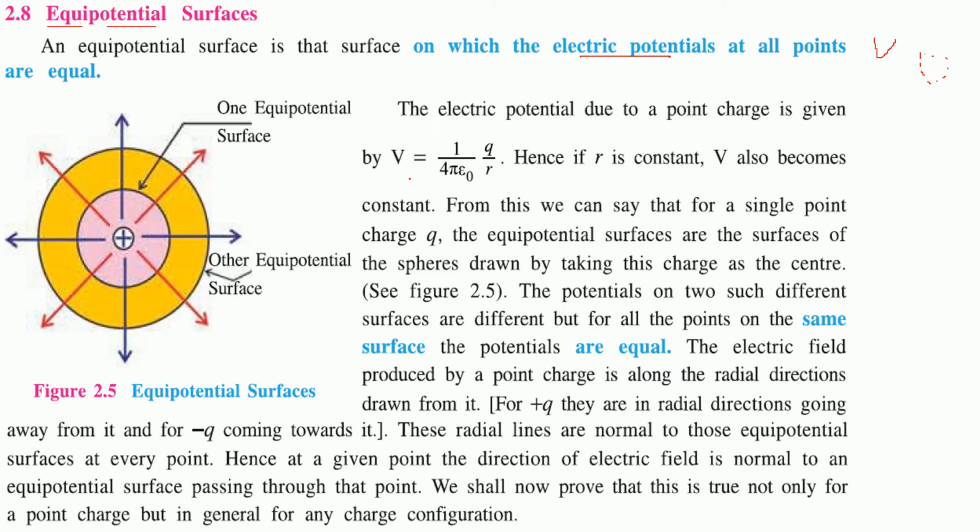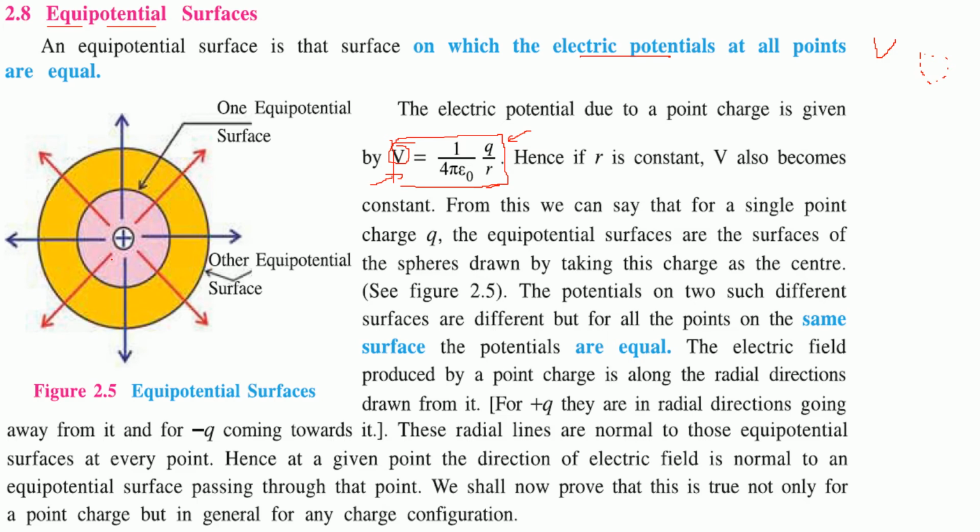The electric potential due to a point charge is given by this relation, V equal to 1 by 4 pi epsilon naught q by r. If this r becomes constant, say some distance or radius, V will become constant. Now we can say that for a single point charge q, the equipotential surfaces are the surfaces of spheres drawn by taking the charge at the center.